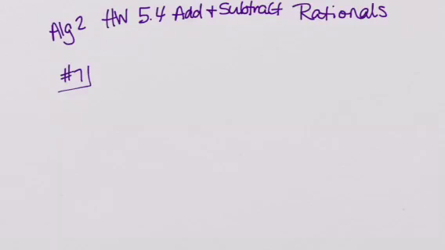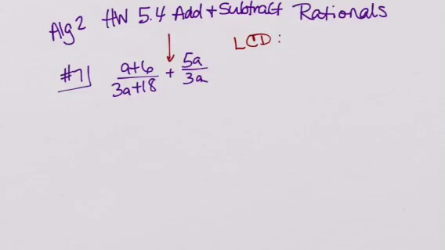My problem says that I have (a + 6) over (3a + 18), and I need to add to that fraction 5a over 3a. Okay? What I realize is that these need to be added together, so they need a common denominator. So I'm going to ask, what is the LCD? That's where I'm going to start.